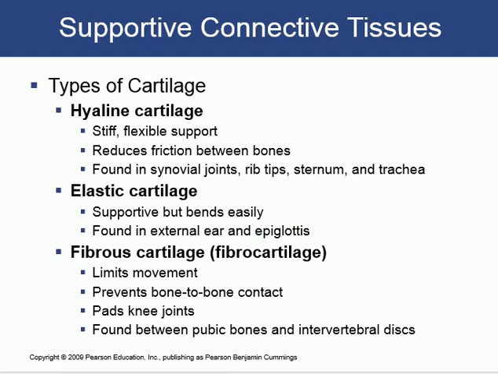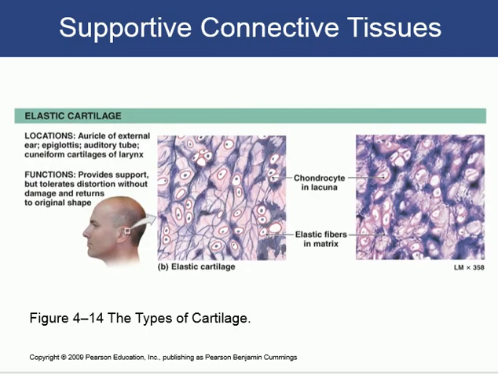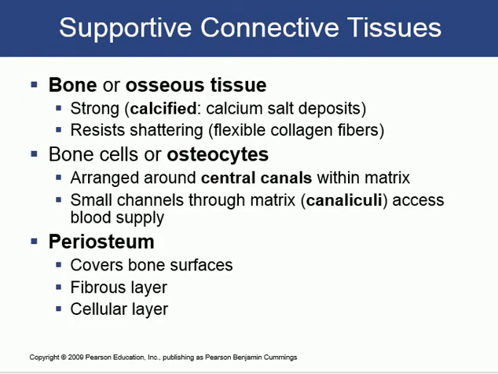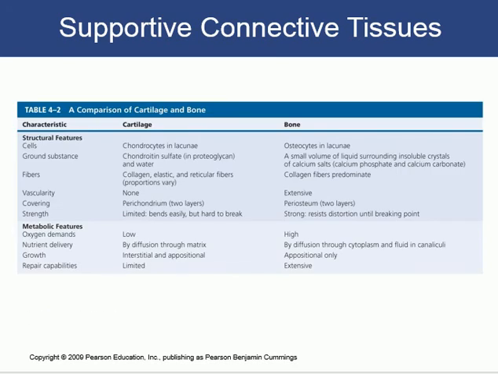Location is important in the cartilage. Again, hyaline, stiff, and where is it located? Elastic, soft, where is it located? Fibrous, limit the movement, where is it located? This is what you need to know about this part. What makes the bone? Collagen fiber and calcium salt. Important. Calcium salt is what makes it hard. Calcium. Periosteum is the same as the perichondrium.